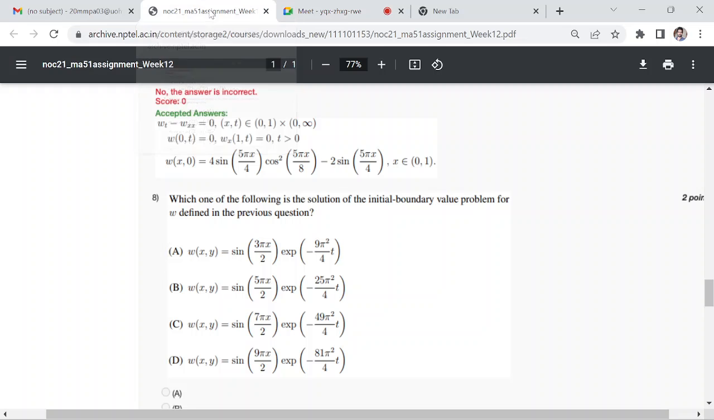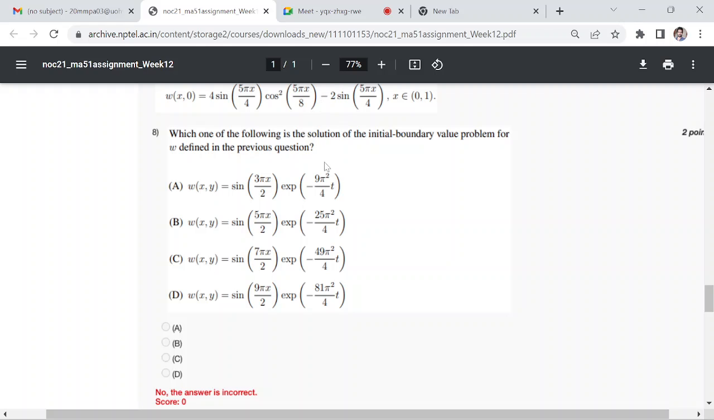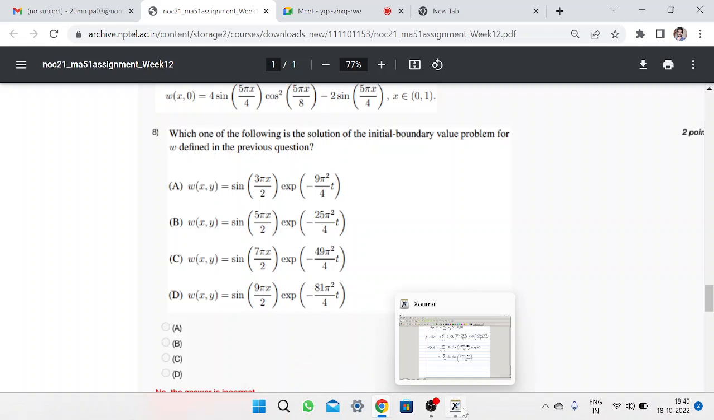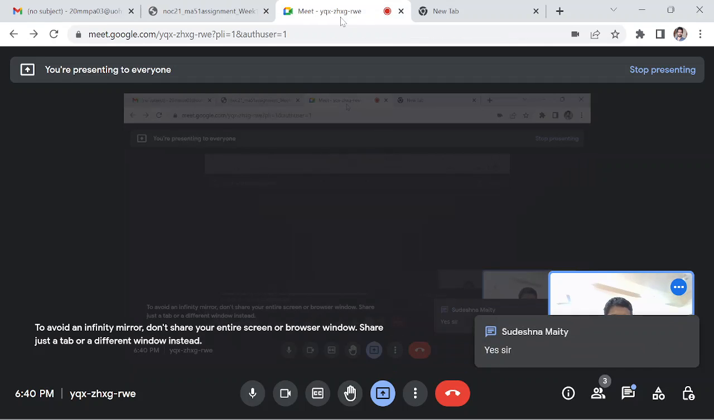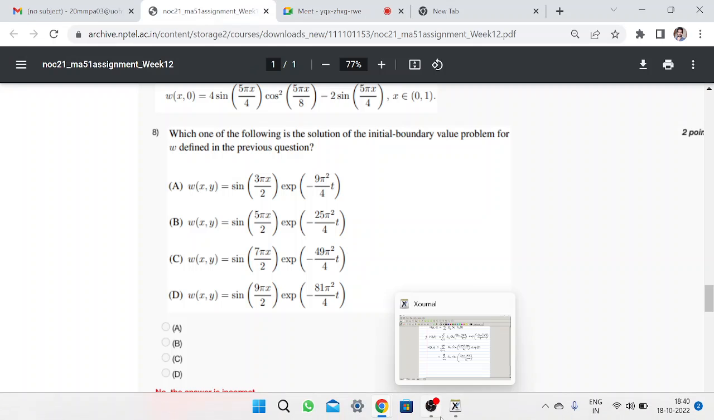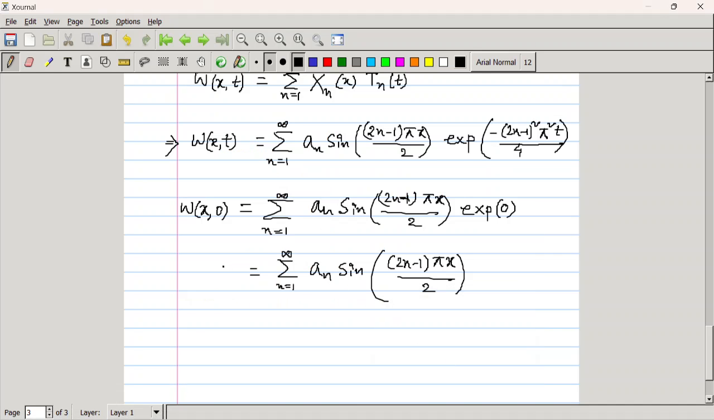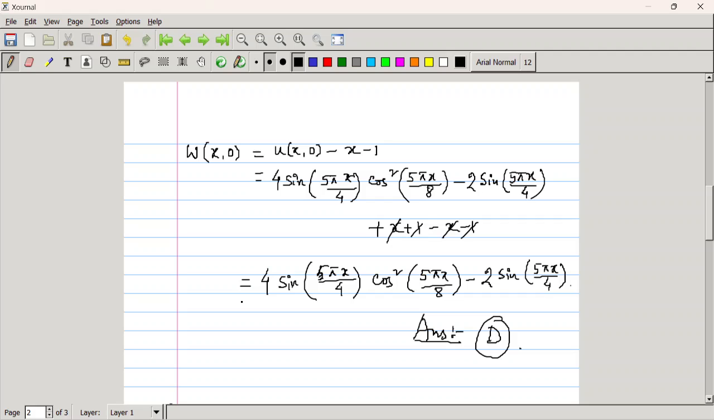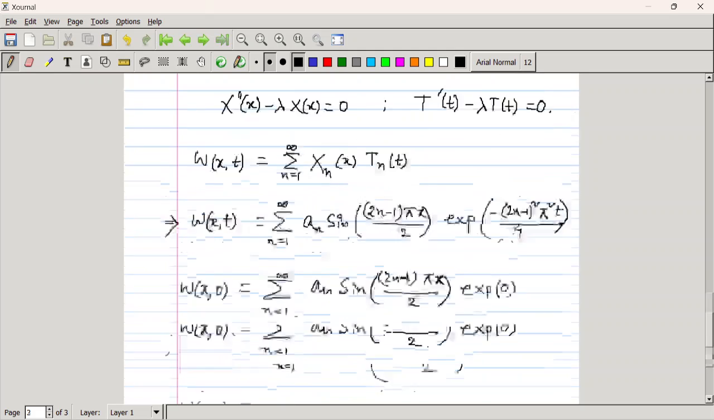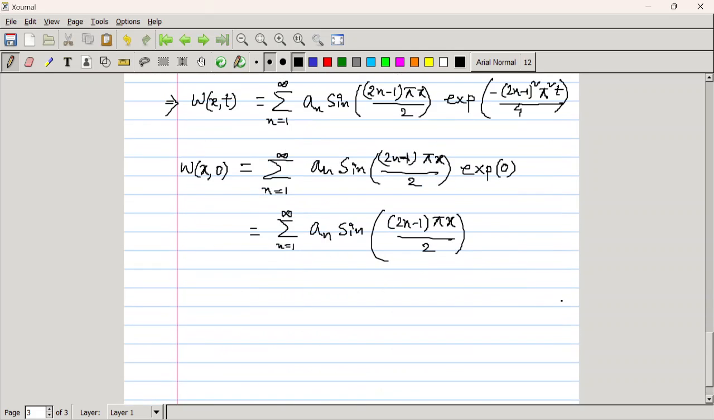So I found w(x, 0) in terms of series. Now what I have in my hand is that w(x, 0) is given by this line, 4 sine this expression. So I have to compare these. Here I got w(x, 0) in terms of series, so I have to find the value of a n for which I get a non-zero solution.